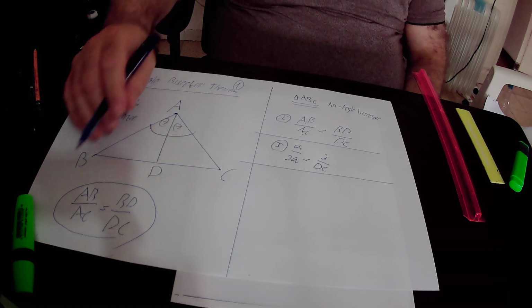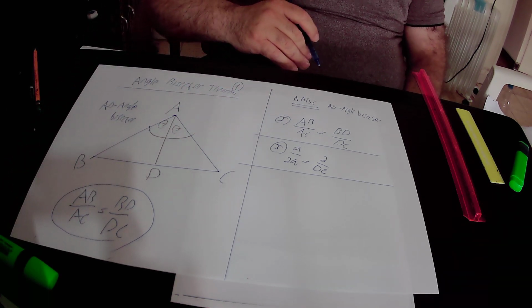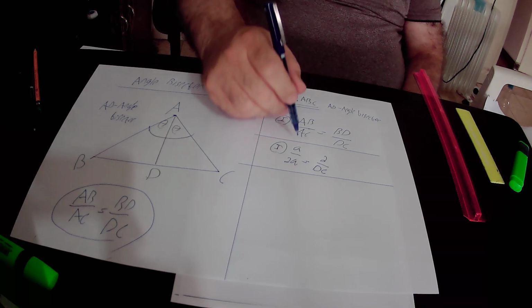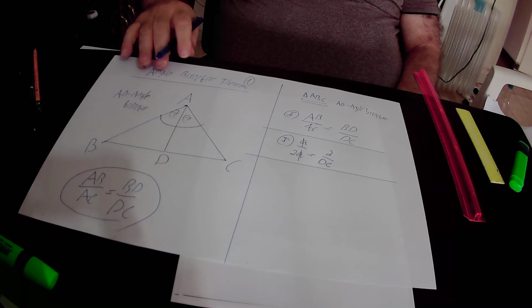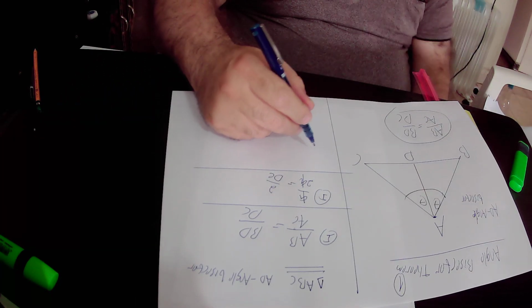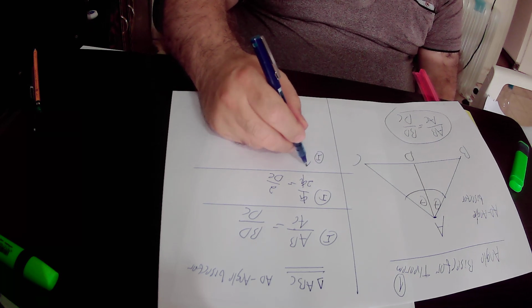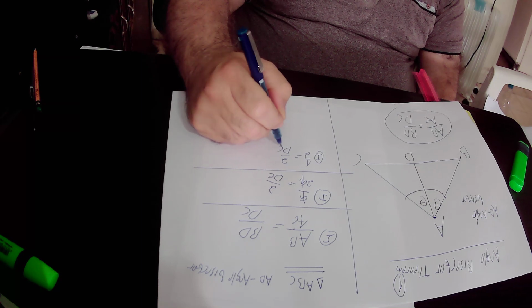A over 2A equals 2 over DC. So here A will get cancelled. A over A is 1, so A will get cancelled. And we are left here with 1 half, that is equal to 2 over DC.